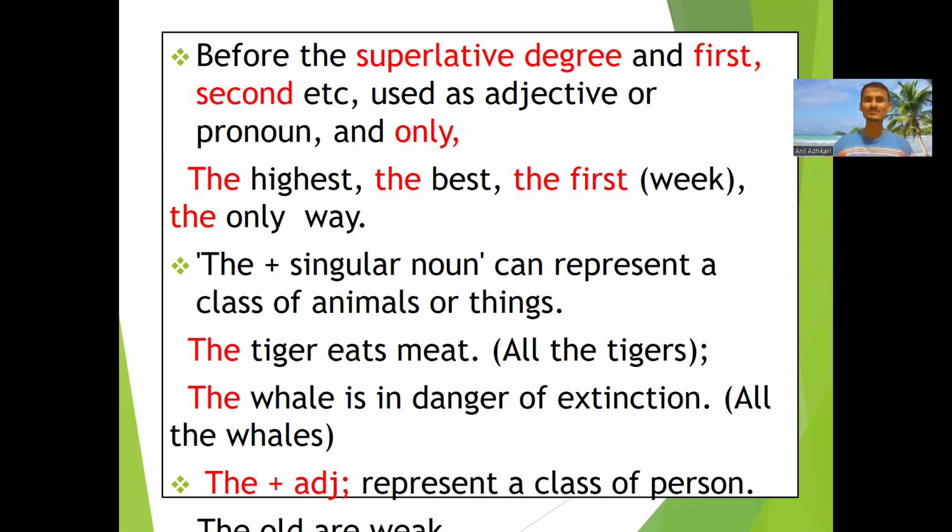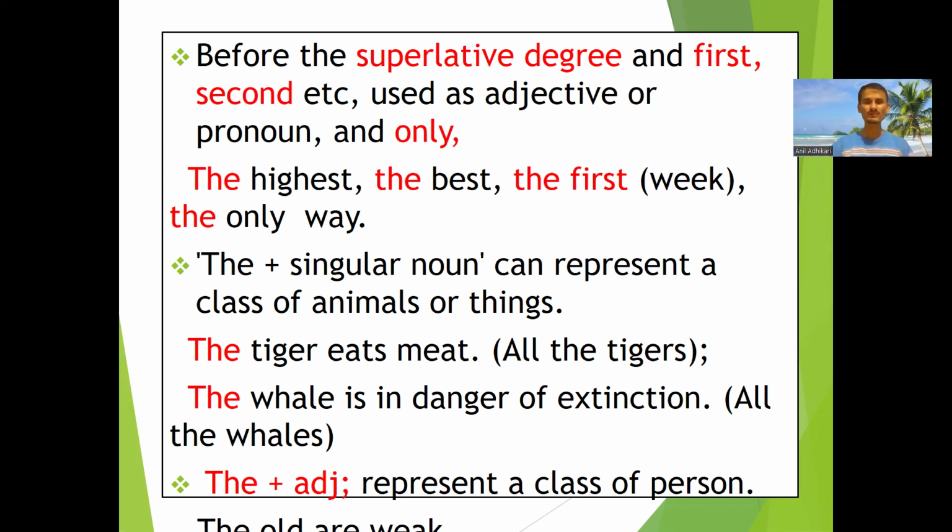Similarly, the whale is in danger of extinction. We know that, not only one whale, but all whales. Because here the noun whale indicates the whole class of whales. That's why we are using the before that type of noun.